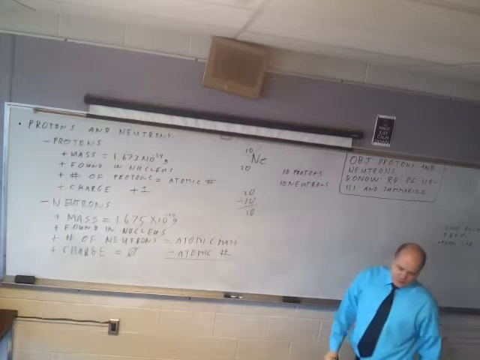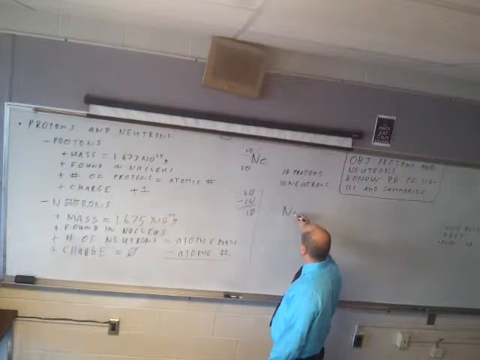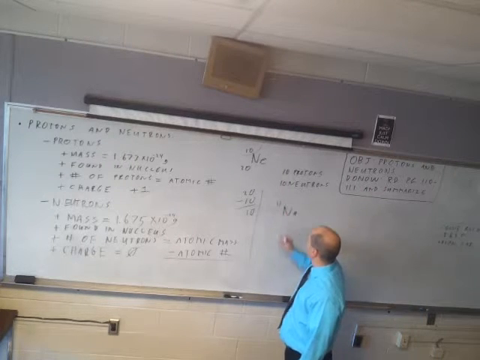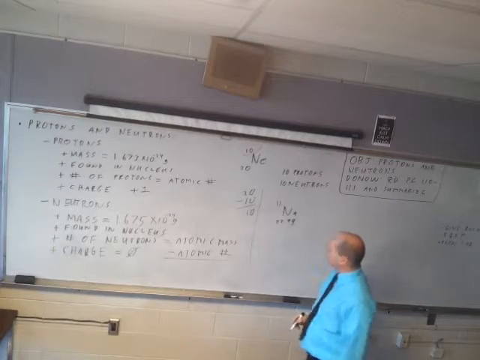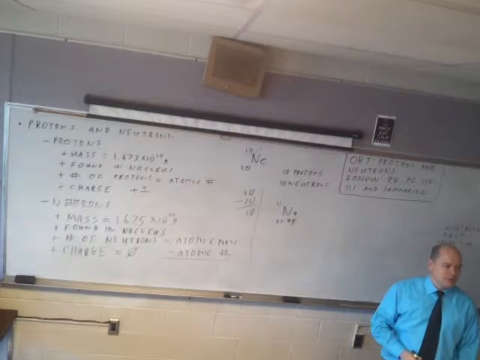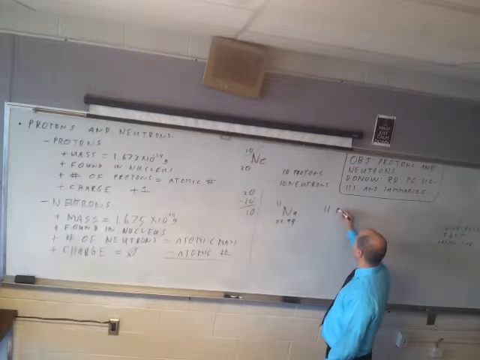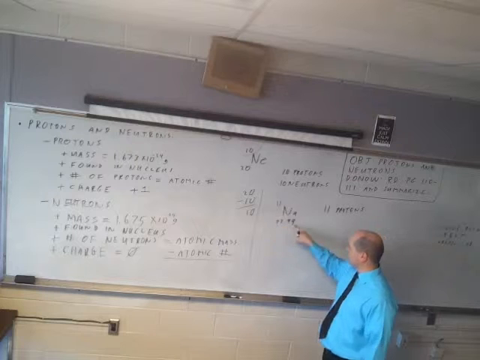All right. Let's do sodium. What's the atomic number of sodium? 11. What's the mass? 22.99. So you just round up to 23. That's what we're going to do. So, number of protons is 11. And then to find the neutrons, we round this to 23.